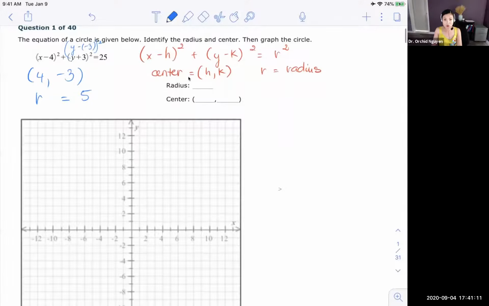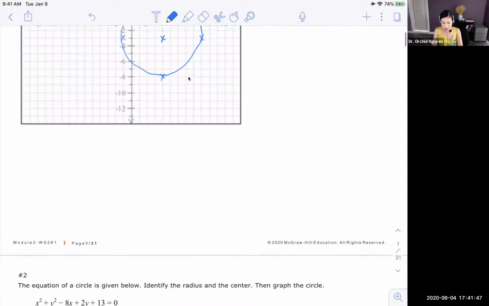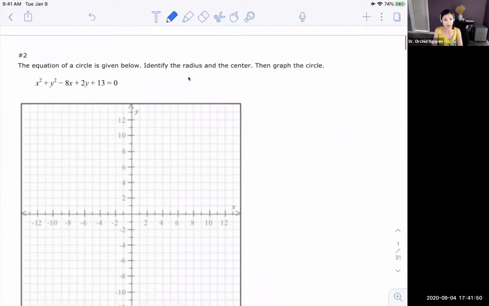How do we graph? It's really easy. First, you locate the center, which is (4, -3) right here. The radius is 5, so I would go up 5: 1, 2, 3, 4, 5. Left 5, right 5, and down 5. And then you just draw your circle. Okay, so make sure you locate the center and 4 points on the graph. That's easy because we have the standard form.